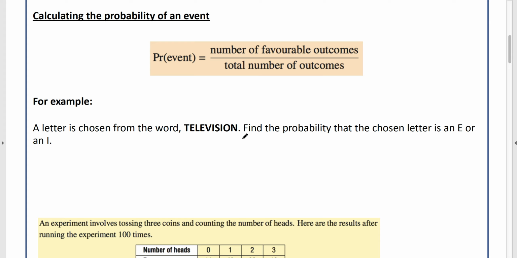So calculating the probability of an event. We do need to know the total number of outcomes, and we do need to know how many favourable outcomes there are. So for example, if we're looking at this particular one here where we've got a letter being chosen from the word television, assuming chosen at random. Imagine we had each of these little letters on a piece of paper and we put them into a hat, and you're picking one out of a hat. We want the probability that the chosen letter is an E or an I. So what we want to do is identify how many E's and I's we have. That's our favourable outcomes.